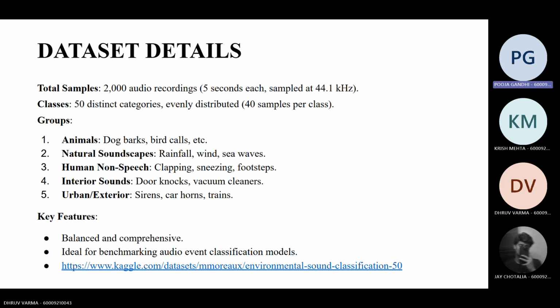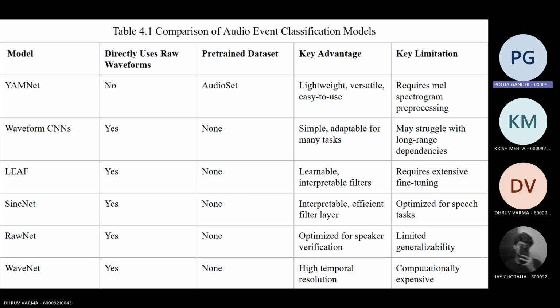Further, moving towards understanding why we are taking waveform CNN over other CNN models. Drew, can you please? Yeah. This is our comparison of the models. Here we can see that some of the models struggle with flexibility for the dataset. Some are limited in generalizability. Some are more optimized for speech tasks. But we are taking waveform CNN because it is a very generalized model. It can process the raw audio files. Drew, can you please go further?